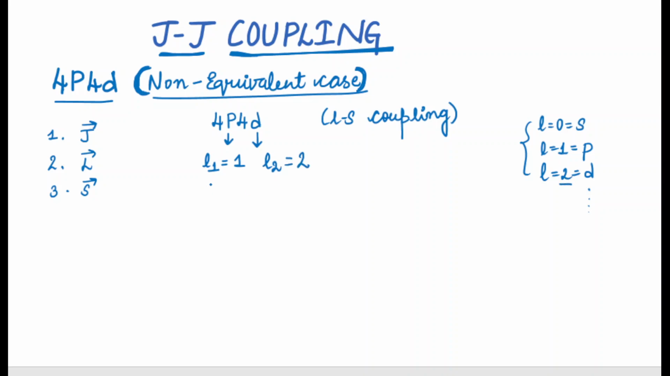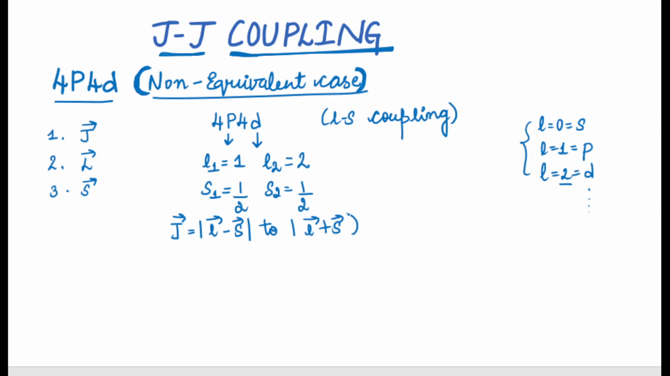Next we need to find S1 and S2. Obviously, we know S1 and S2 for the electron are half and half. For any electron, the J vector is from the magnitude of L minus S to the magnitude of L plus S.